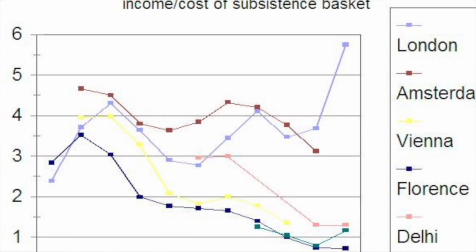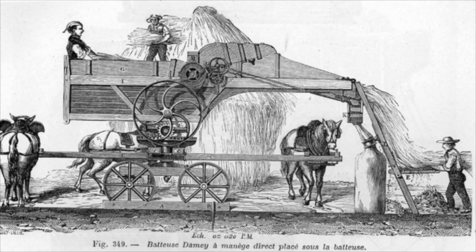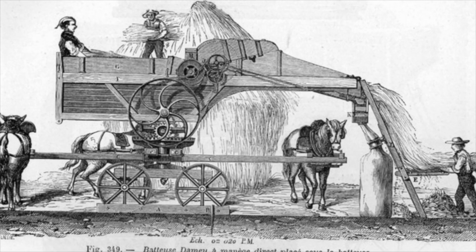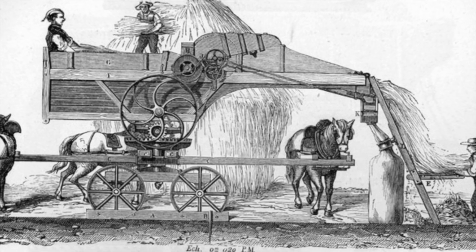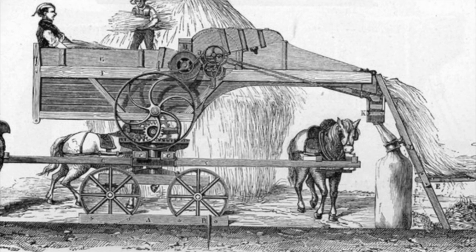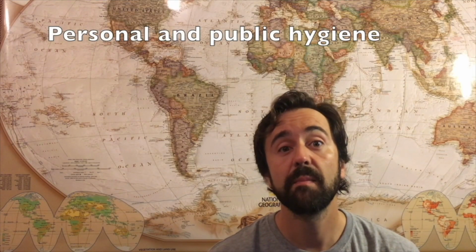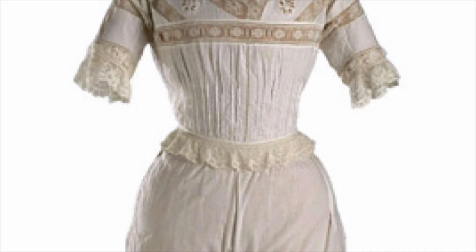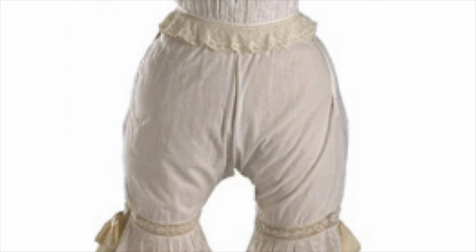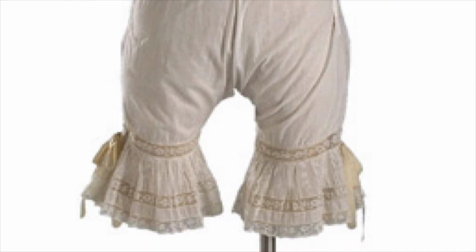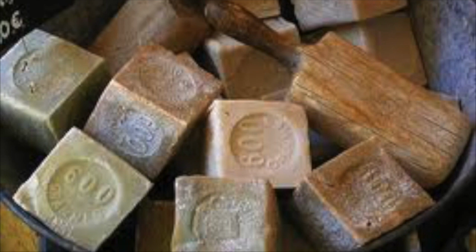Advances in agriculture increased the production of food, and this better nutrition made people more resistant against illnesses, of course. Second, personal and public hygiene. Street plumbing made the streets cleaner, and there was better access to clean drinking water. And cotton clothes became more usual because they were easier to wash, and the use of soap at the same time became widespread.